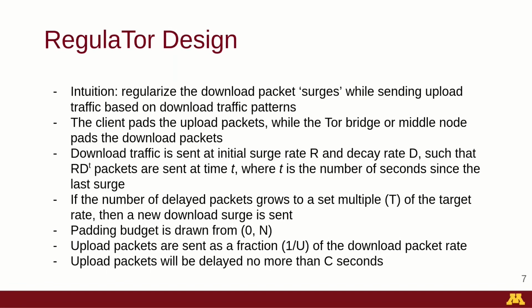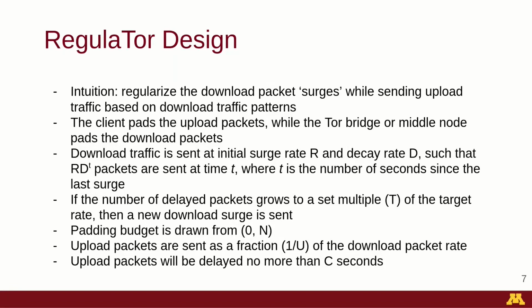And to set up the defense, the client pads the upload packets, and then the Tor bridge or middle node pads the download packets. And the download traffic is sent at initial surge rate R and decay rate D, so that R·D^t packets are sent at time t. So in this case, if the decay rate is 0.9, for example, then the number of packets sent at second 7 is 0.9 times the number of packets sent at second 6. And then t is the number of seconds since the last surge.